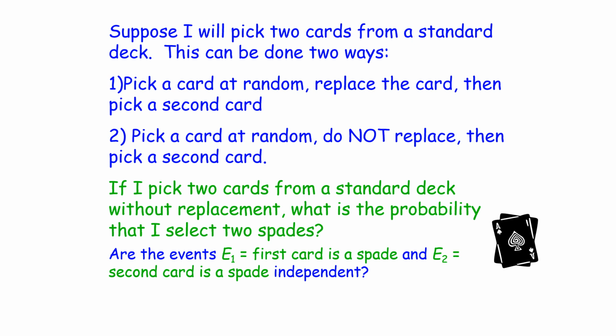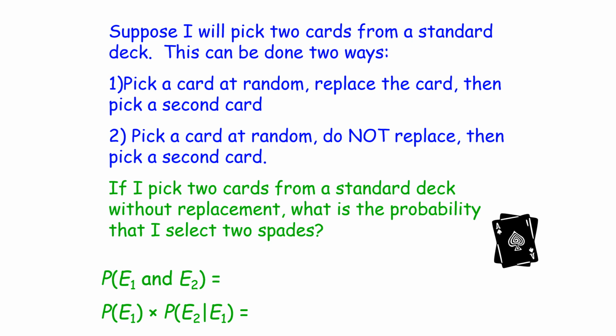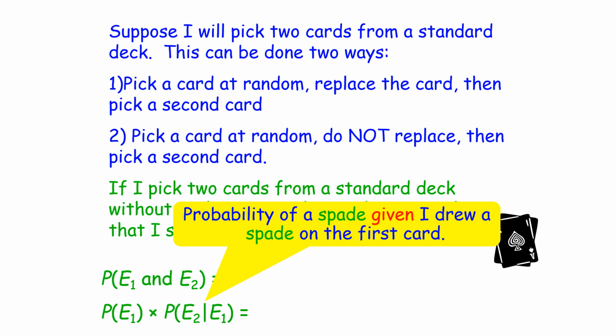So we want to know, are the events E sub 1, that the first card is a spade, and E sub 2, that the second card is a spade, independent? Well, the answer here is no, because I did not replace my card. So if I'm taking the probability of E sub 1 and E sub 2, then I need to find the probability of E sub 1 and then multiply that with the probability of E sub 2 given that I got E sub 1. So I'm looking for the probability of a spade given that I drew a spade on the first card. That's what that second piece right there is saying.